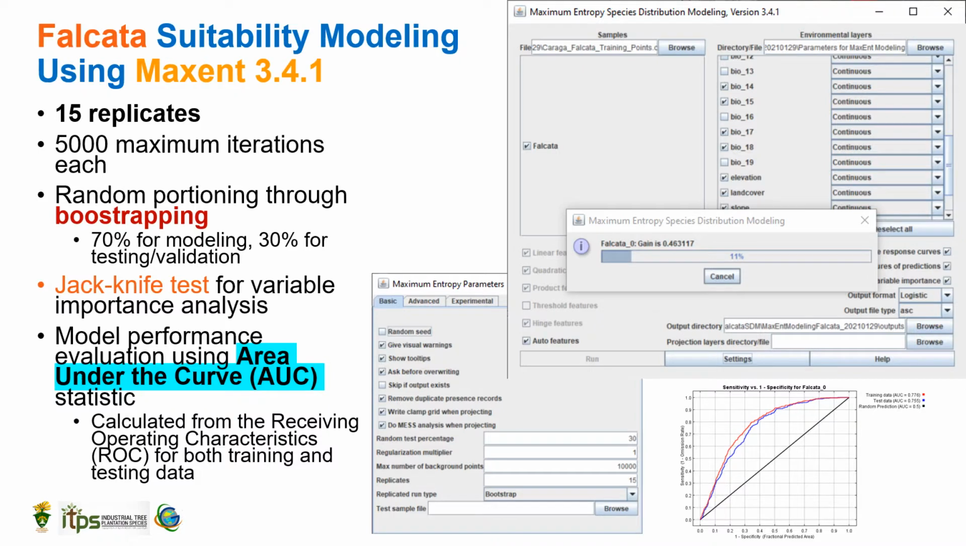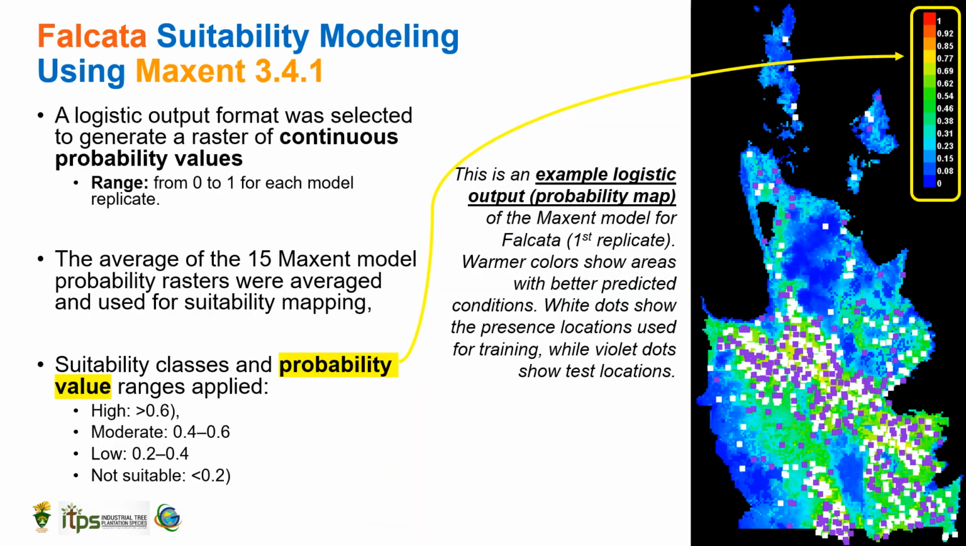model. We used Maxent version 3.4.1 for maximum entropy modeling with the settings as shown. The performance of the model was evaluated using the area under the curve or AUC statistic. For each model replicate, a logistic output format was selected to generate a raster of continuous probability values ranging from 0 to 1. The average of the 15 Maxent model probability rasters were then averaged and classified into suitability classes.